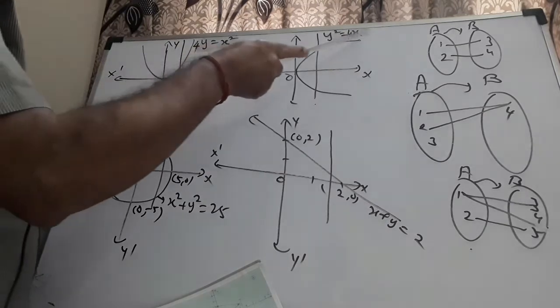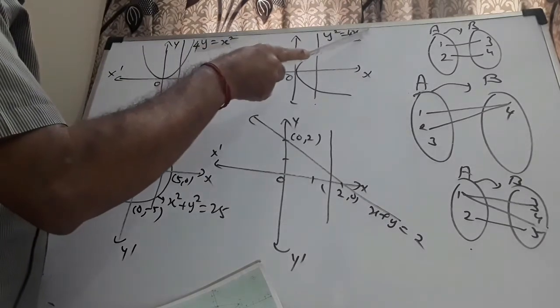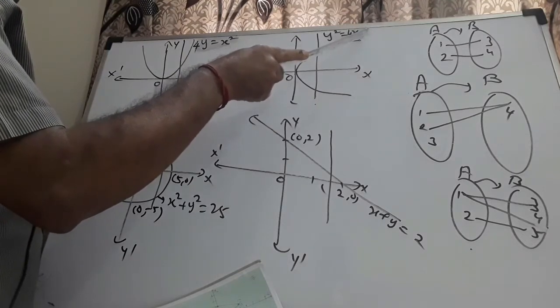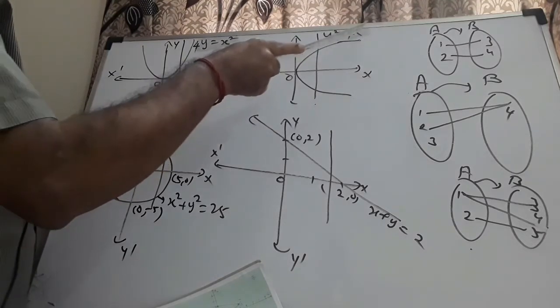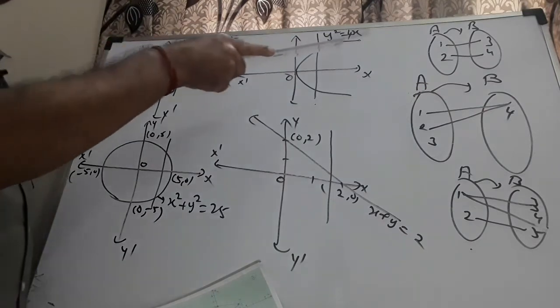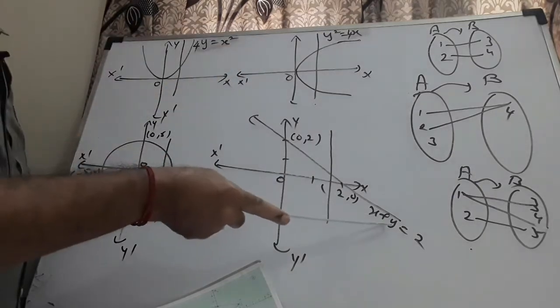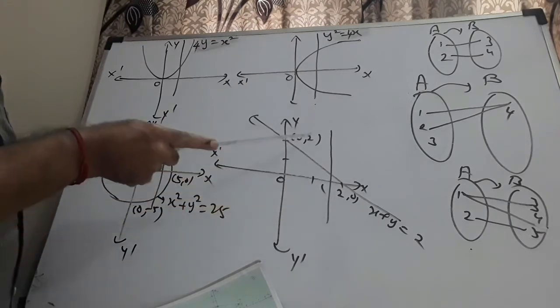Here, y square equal to 4x is a parabola with vertex (0, 0), and it passes through (0, 0), (1, 2), and (1, -2). When x is 1, y is plus or minus 2. And x square plus y square equal to 25 is a circle centered at (0, 0), passing through (5, 0), (-5, 0), (0, 5), and (0, -5). Here it is symmetric with respect to the y axis. Here it is symmetric with respect to the x axis. Here it is symmetric with respect to both the axes. Then x plus y equal to 2 is a straight line passing through (2, 0) and (0, 2).